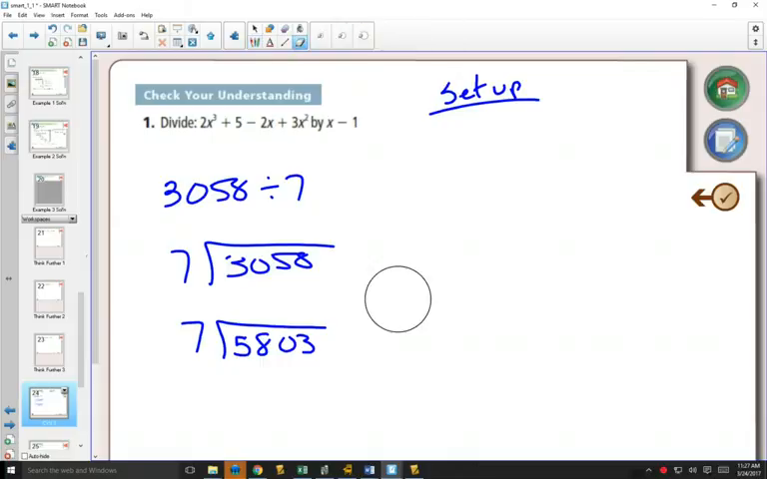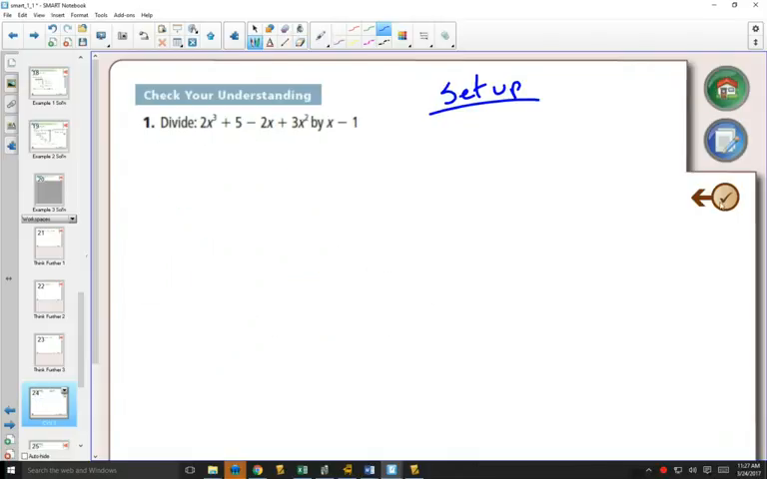But when we set up a polynomial, 2x cubed plus 5 minus 2x plus 3x squared is the same as 2x cubed plus 3x squared minus 2x plus 5, right? That's the same thing. But for our setup, it's going to make a difference. So when we set up things, we are going to set things up just like this.